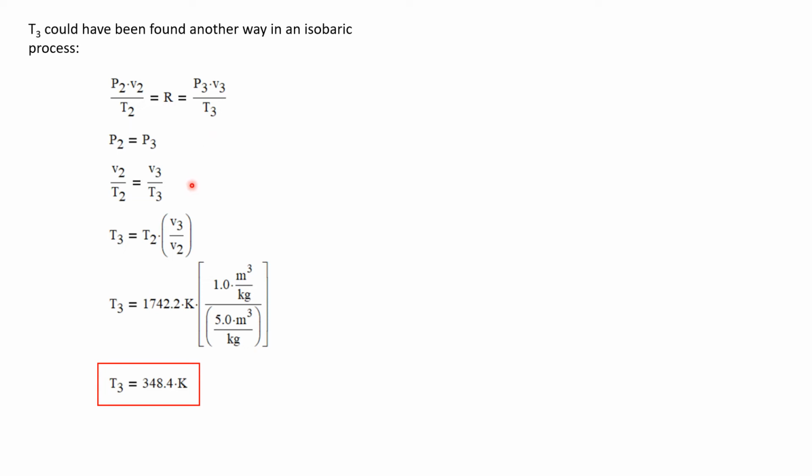It's a constant pressure process. So for this particular process, V2 over T2 is equal to V3 over T3. I can rearrange this and say that T3 is T2 times V3 over V2. I know all of those values, and so I calculate T3 as exactly the same value as we did in the previous method.